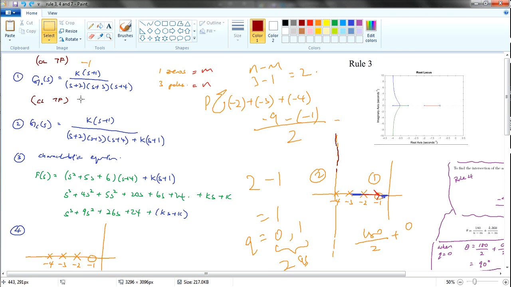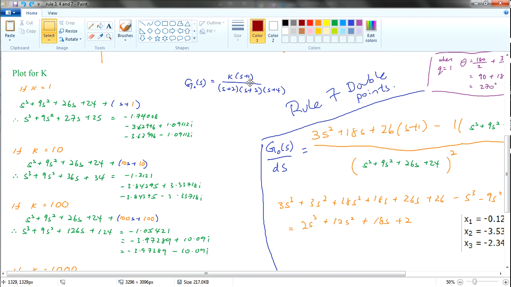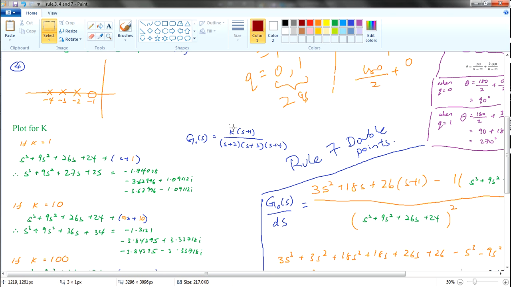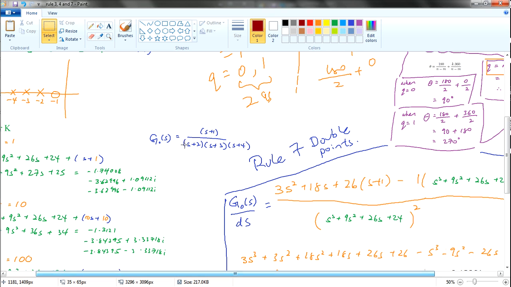Okay, this is the open loop transfer function. When I remove the k, this is just without the k. So you differentiate this part, written in terms of s. Open loop transfer function normally you're given with k, right? So in this case, if you want to find the double point, remove the k, and then you differentiate. So this portion here is this portion.